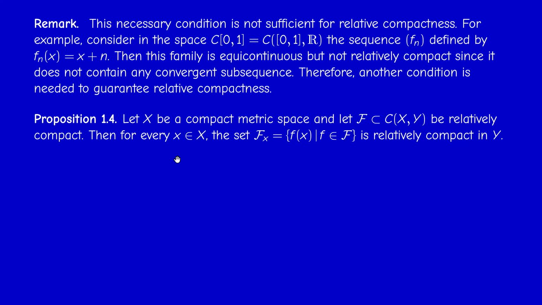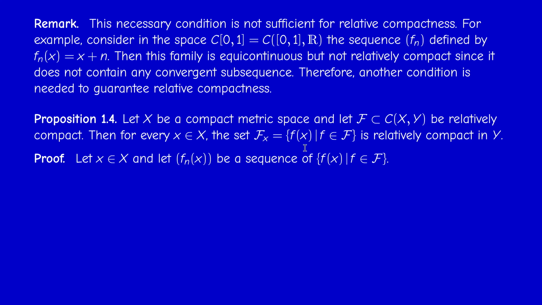And this is the second condition. If X, as usual, is a compact metric space and calligraphic F is a subset of continuous functions from X to Y, if it's relatively compact, then for each x, the set of images of x under all f, which is a subset of Y because f takes values in Y, is relatively compact. So relative compactness implies that for every x, this set is relatively compact in Y. Okay.